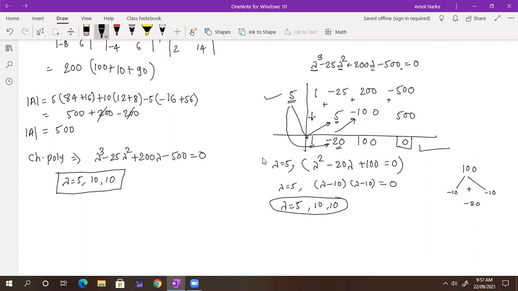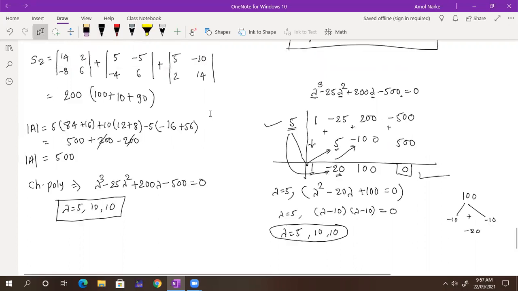Okay. I will share one YouTube video on how to find the factors of a cubic polynomial or cubic equation. You will check it out. It is a 5-10 minute video. This is called synthetic division. Okay. Then these are nothing but my eigenvalues.